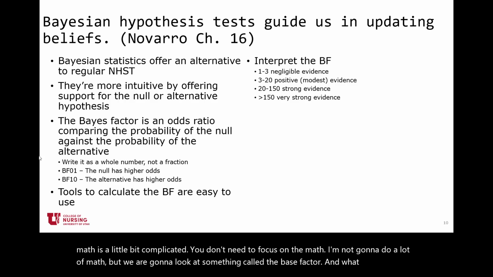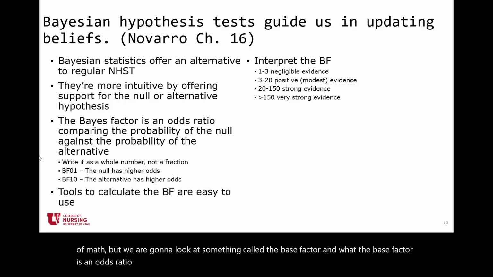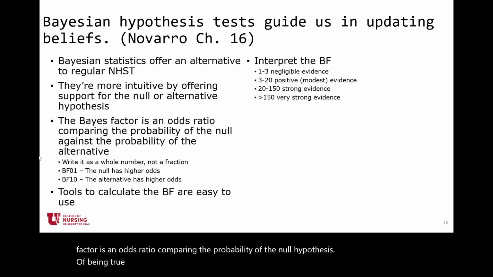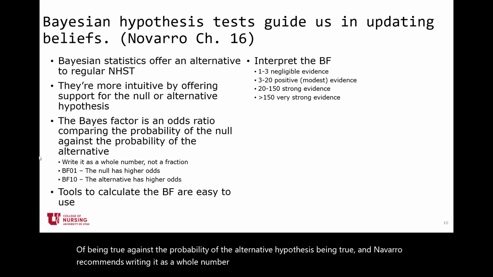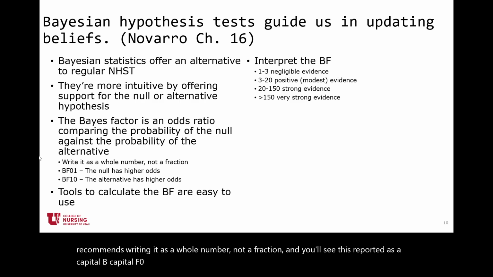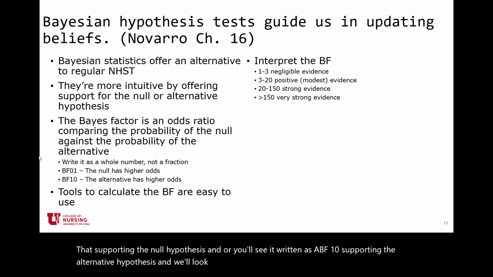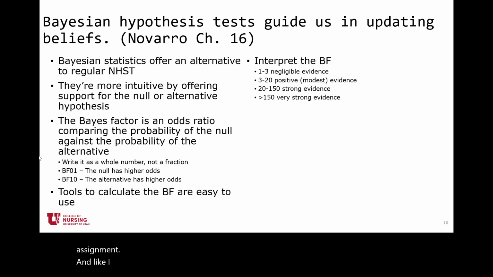The Bayes factor is an odds ratio comparing the probability of the null hypothesis being true against the probability of the alternative hypothesis being true. And Navarro recommends writing it as a whole number, not a fraction. You'll see this reported as a capital B, capital F, 0 1, meaning that that's supporting the null hypothesis, or you'll see it written as BF10 as supporting the alternative hypothesis. And we'll look at what that looks like when we get to the computer assignment. And like I said, the tools to calculate it are easy.